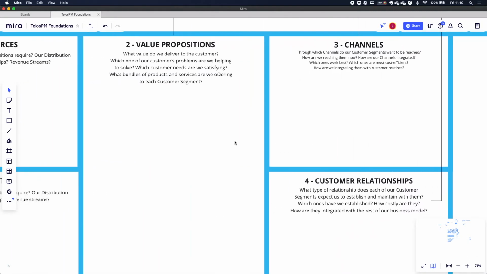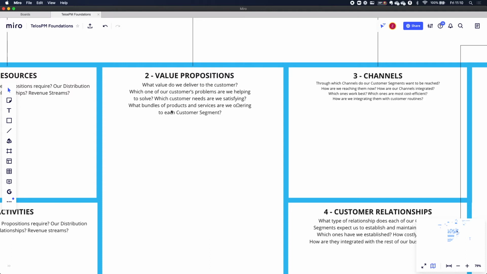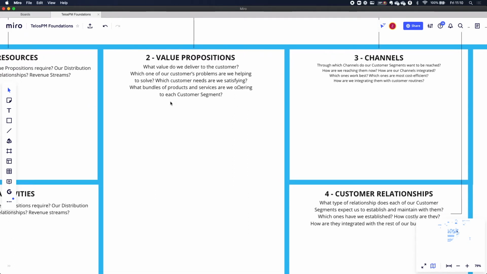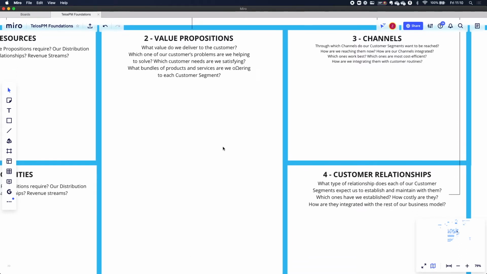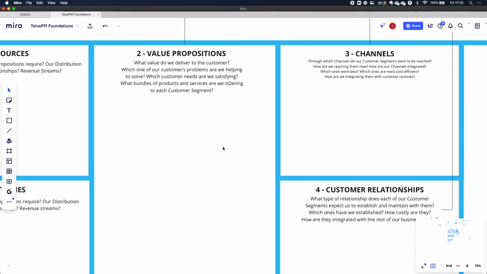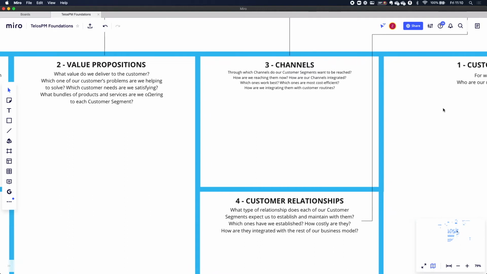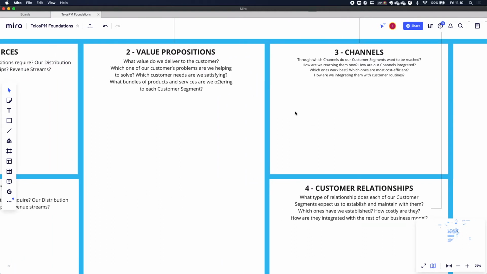Cool. So, value proposition. Just reading through the guidance here: what value do we deliver to the customer? Which one of our customers' problems are we helping to solve? Which customer needs are we satisfying? What bundles of products and services are we offering to each customer segment? This is really starting to put a line in the sand as to what the features of your service and your products are. What are the features or services within your business, and why are you including each one of those services and business processes? How does that relate to the problems that you've identified through understanding who your customers are?